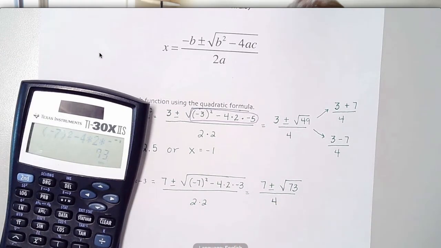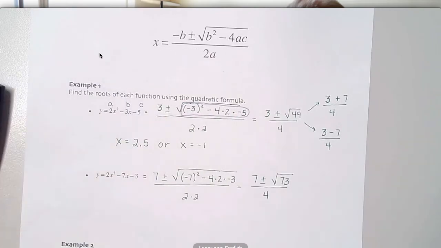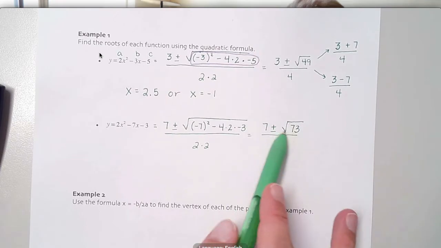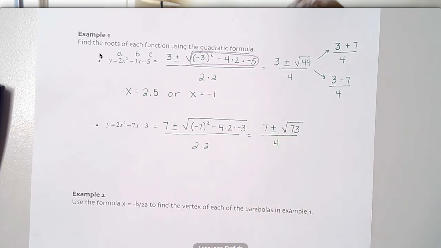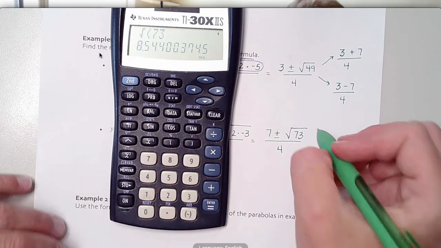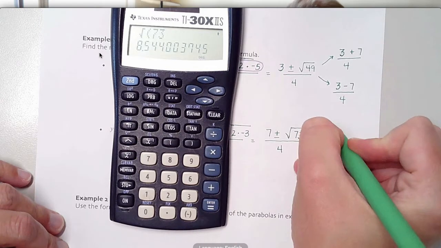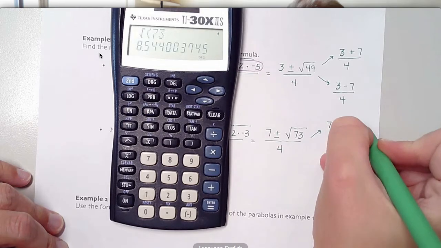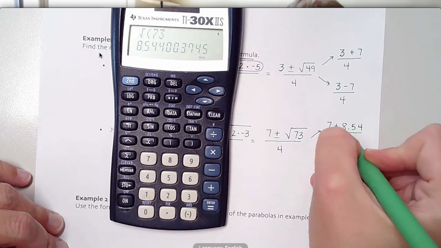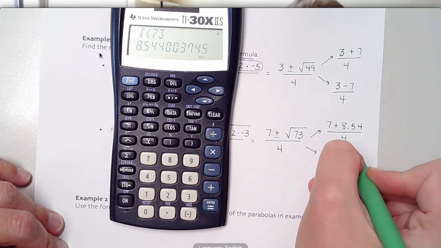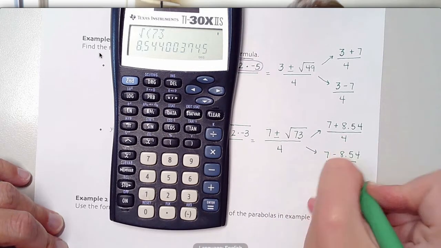That's okay. You are going to get answers sometimes that are irrational, and sometimes it'll call for an exact answer, in which case we would leave this square root alone, but I'm going to go ahead and make it into a decimal. So I'm going to do the square root of 73, and I get this long decimal here. All right, so I'm just going to say 7 plus 8 point, I think we could round to 2 decimal places and feel good about it, over 4, and then 7 minus 8.54 over 4.